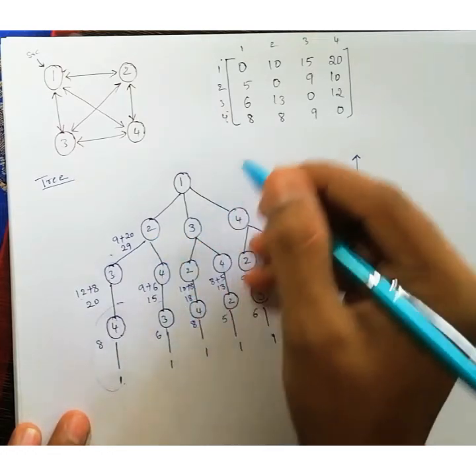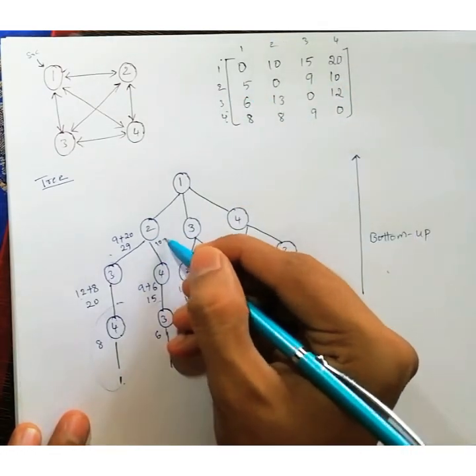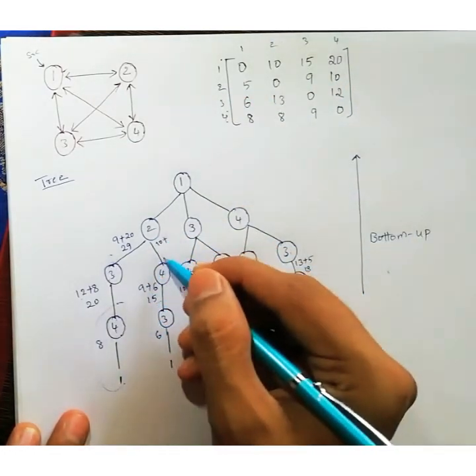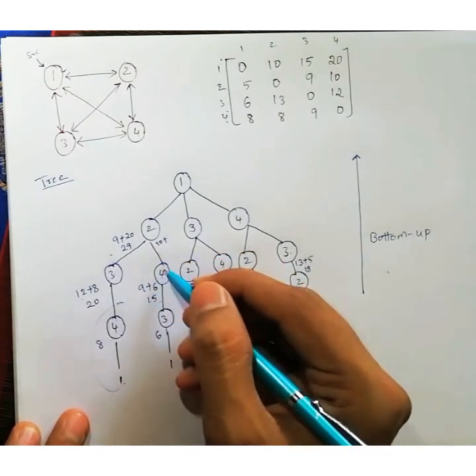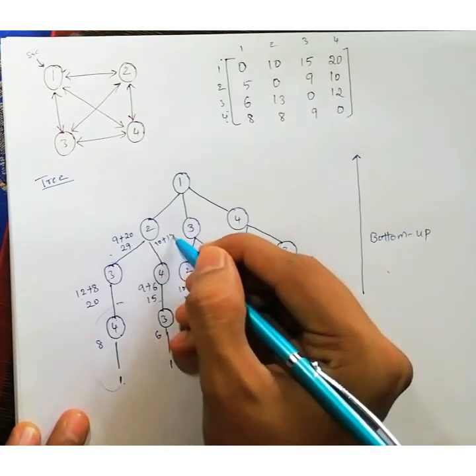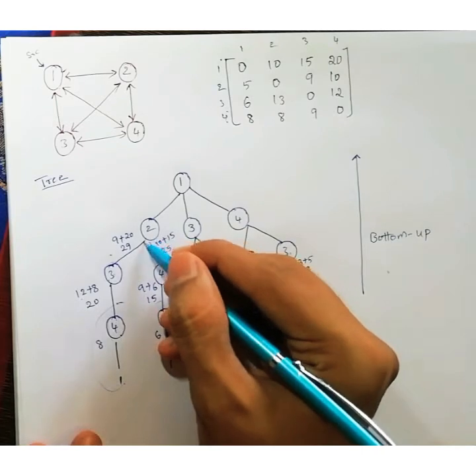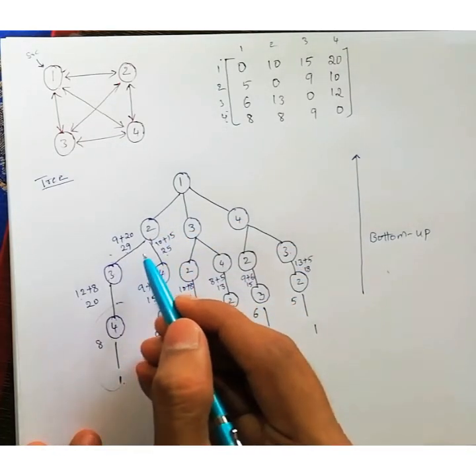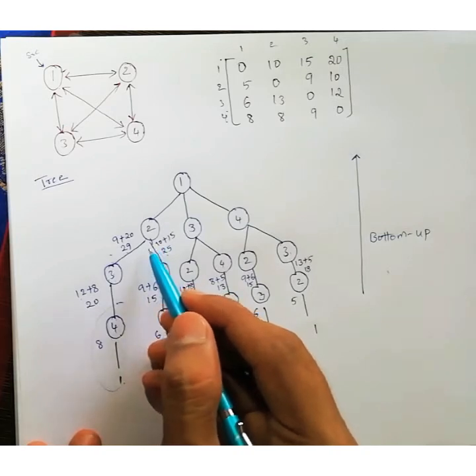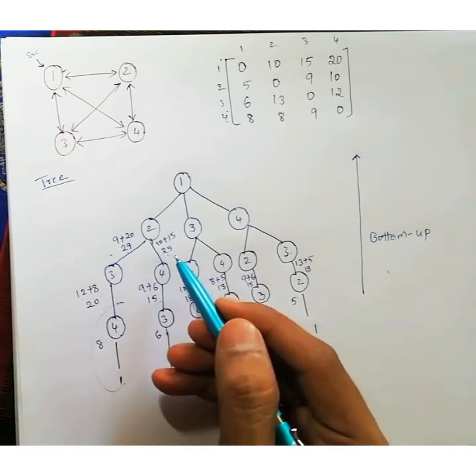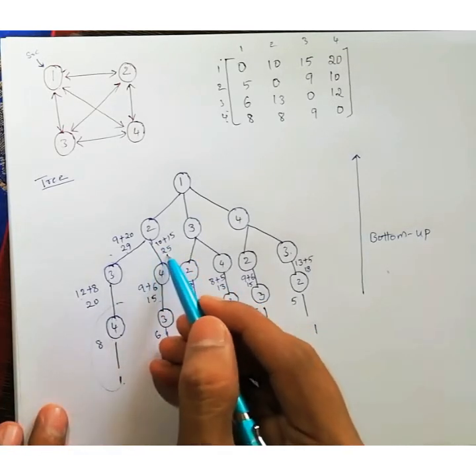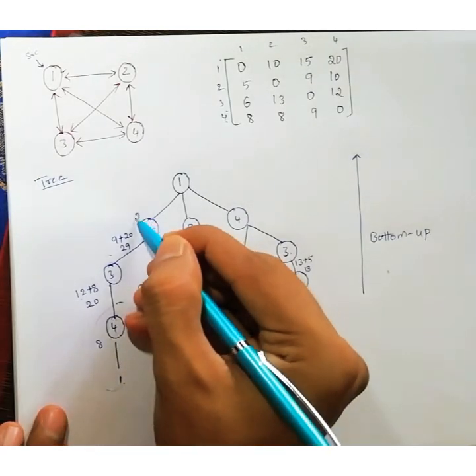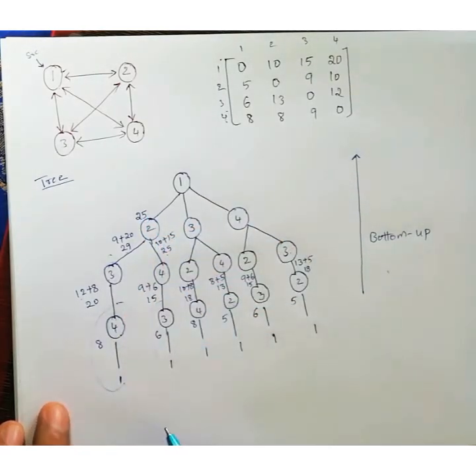What is the distance from 2 to 4? 10. Plus what is the total cost of 4? Cost of 4 means this whole set. So cost of 4, 15. So total 25. Now, what is the cost of 2? Either 25 or 29. Now, we have to take the minimum path. In which path are we getting minimum cost? Either 29 or 25? 25. So what is the total cost of 2? 25. That is, we have to take the minimum.